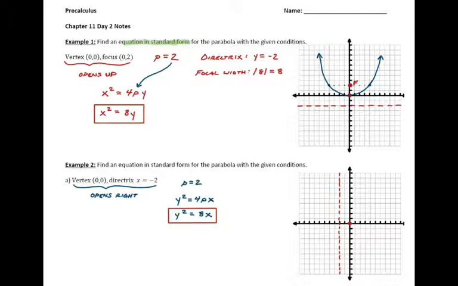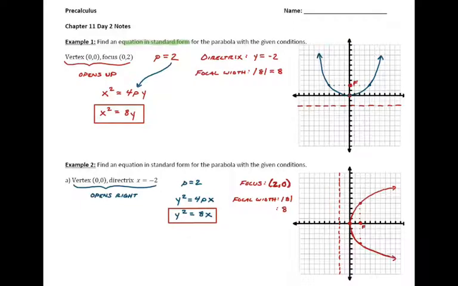So again, p is the distance from the vertex to the directrix and the vertex to the focus. So the focus should be 2 units to the right of my vertex, which is at the point 2, 0. So I have that. And then how wide the graph is at the focus we call our focal width. So in this example, the focal width would be the absolute value of 8, which is 8. So to finish this graph, I should graph a parabola that passes through 0, 0, is 8 units wide at the focus. So in this case, it would be 4 units above and 4 units below the focus. And then I should be able to sketch my parabola there.